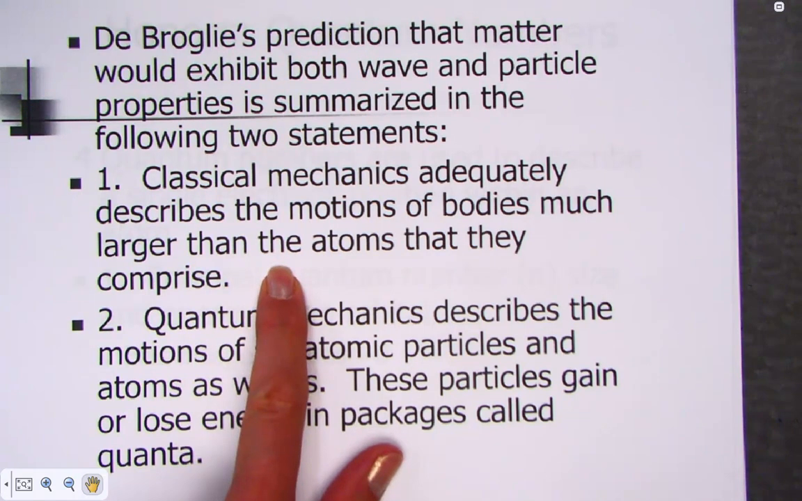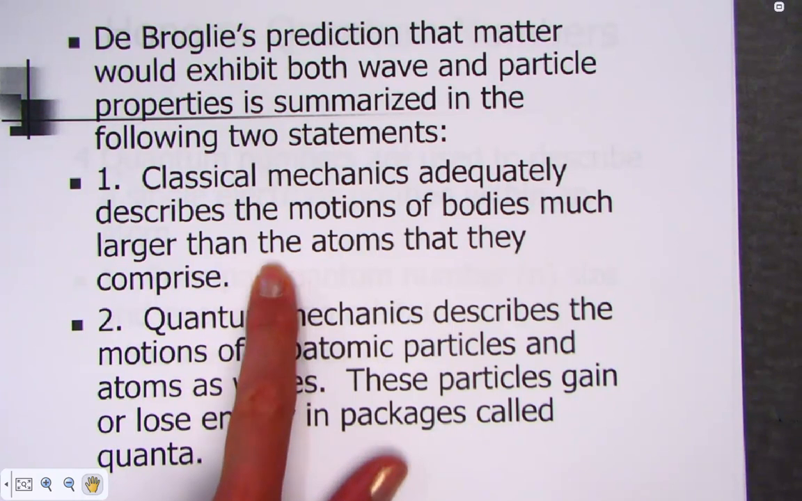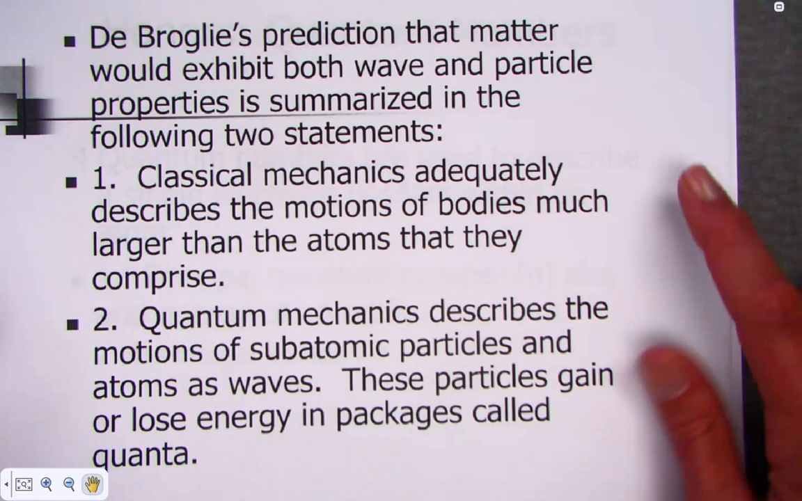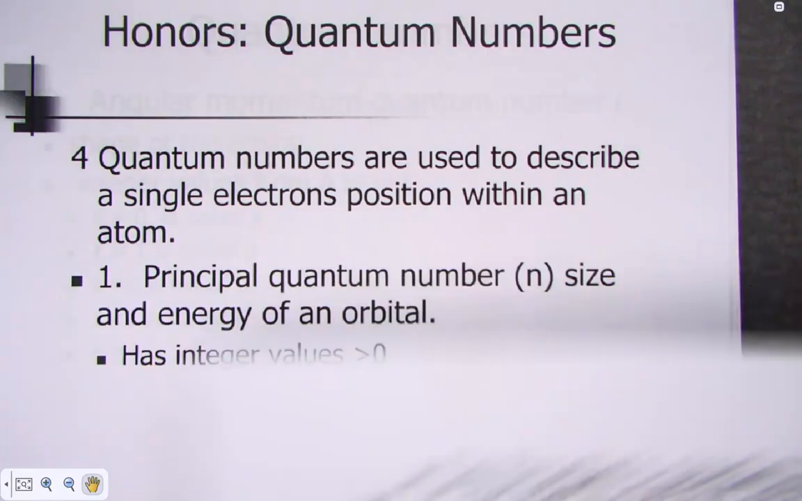With classical mechanics, we can, because things are large enough to see and to handle and to measure velocity. But at a subatomic level, we cannot know with certainty both the location and the momentum of an object. This is known as Heisenberg's uncertainty principle. Let's take a look at some examples in our note pack.